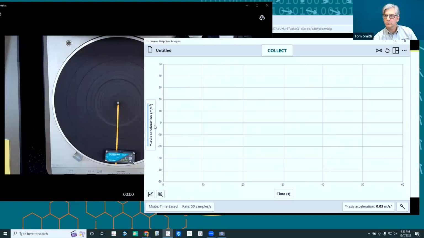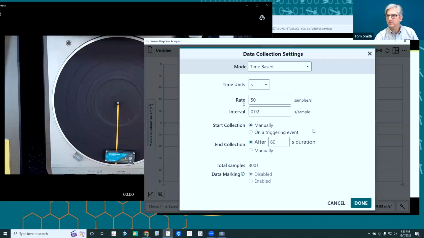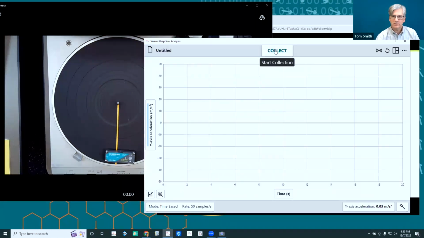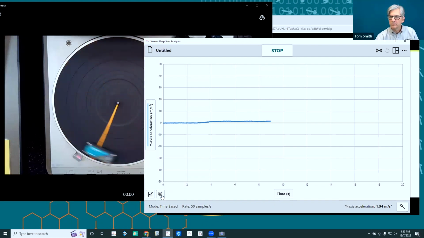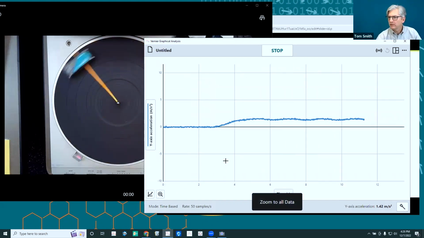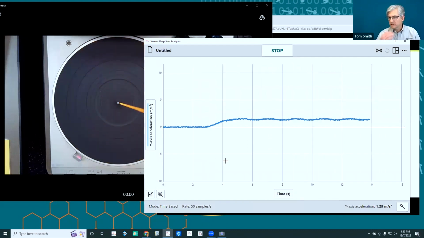There we go. So we have our acceleration set up there. Certainly don't need 60 seconds of data collected here, so we'll streamline that to 20 and click on done. And then I have it set on 33 RPM. I'll hit collect, and after a few seconds, I'll just turn on the turntable, and we can see that streaming in there over the 20-second time frame.